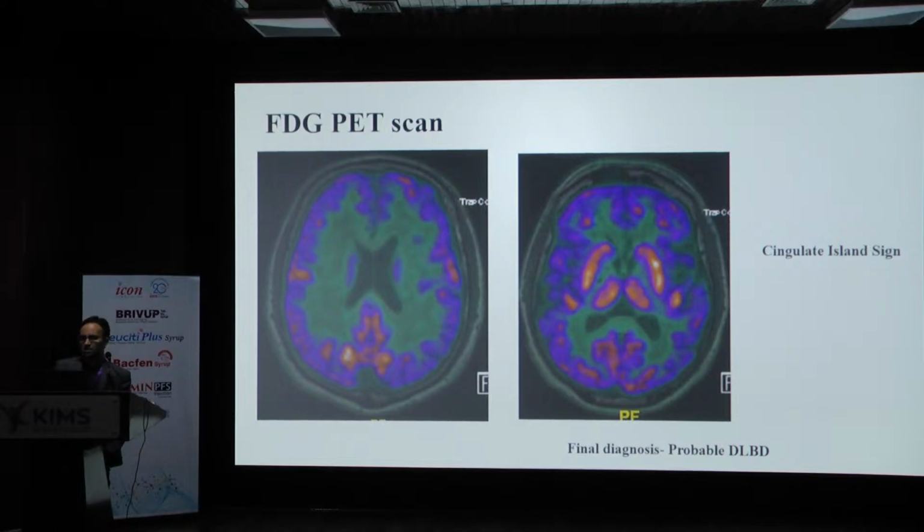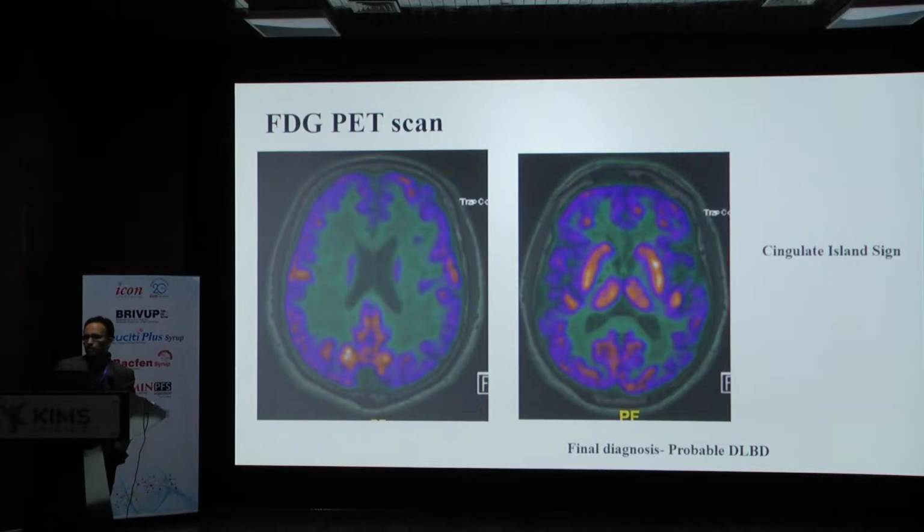As Dr. Ram mentioned, this patient had posterior cingulate sign, and there was hypometabolism in the occipital area, and the posterior cingulate area was well preserved. So this was a possible to probable case of DLBD. It could even be FTD because I realized there is anterior cingulate hypometabolism as well.